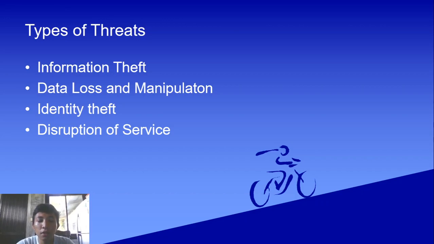The next one will be identity theft. This is a form of information theft where personal information is stolen for the purpose of taking over someone's identity. Using this information, an individual can obtain legal documents, apply for credit, and make unauthorized online purchases. Identity theft is a growing problem, costing billions of dollars per year.